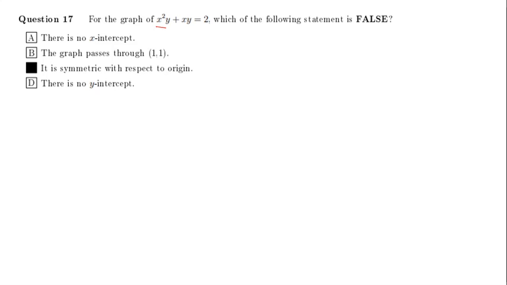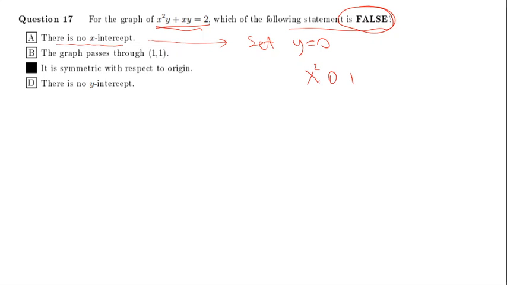Now, for this graph, which of the following is false? Okay, let's go with this. There is no x-intercept. To get the x-intercept, set y equal to 0 and try to get x. So x squared times 0 plus x times 0 is equal to 2, which gives us 0 equal to 2. And this is false.